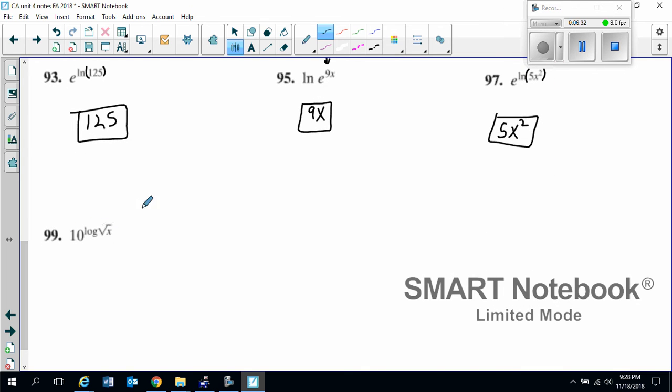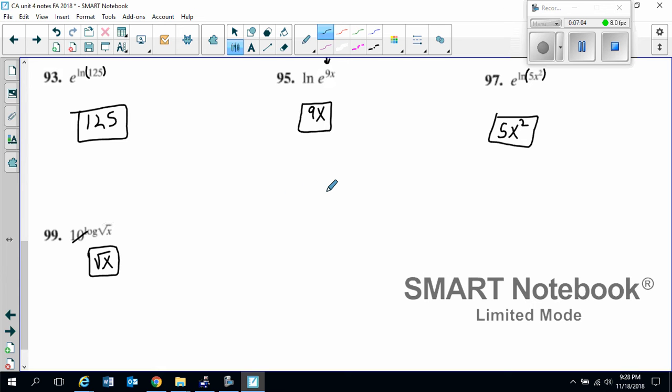Alright, so I did have one left down here, and once again it's very similar to 93 and 97, so I have 10 raised to log, which has an understood base 10. So whenever those match, boom, you're just left with what's up there, and so in this case it's square root of x, and that's it. So we just want you all to get comfortable with that, because we're going to be using some of these manipulations in simplifying in other sections of this unit.